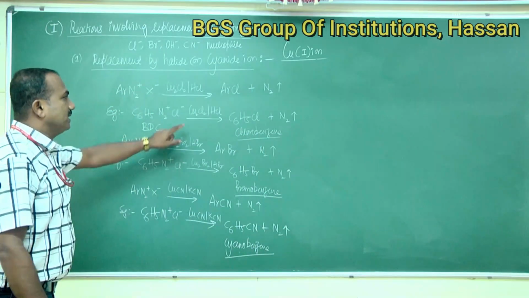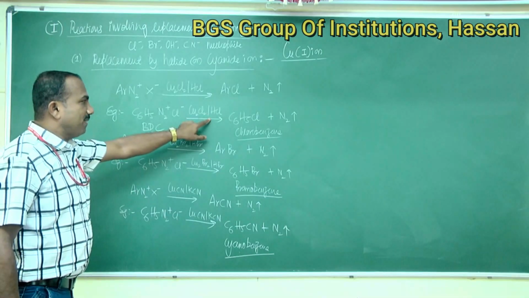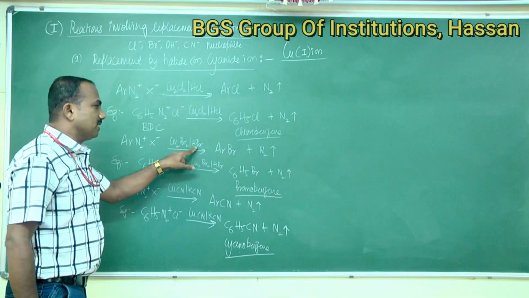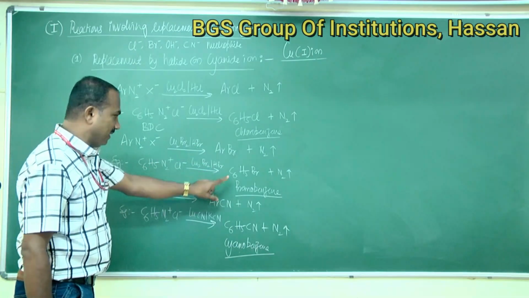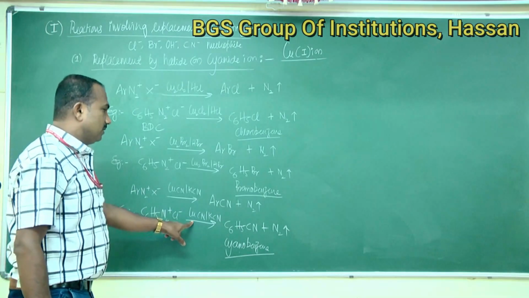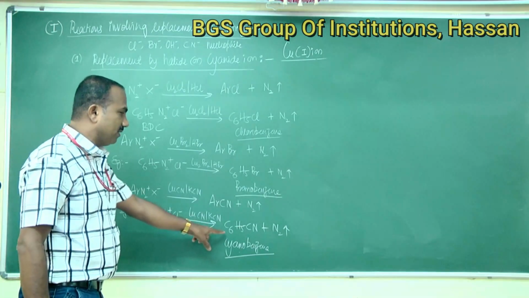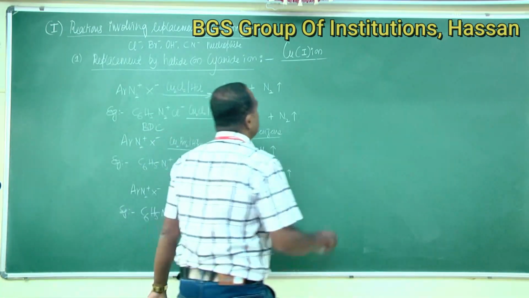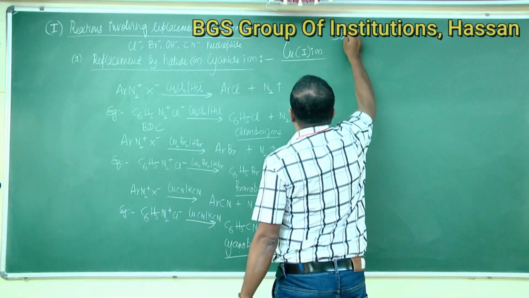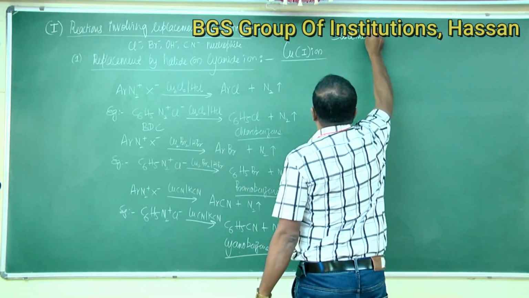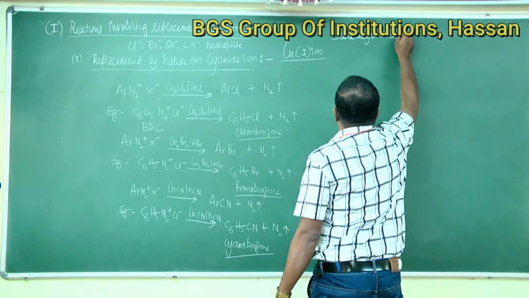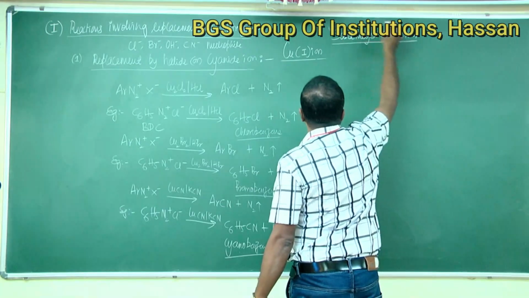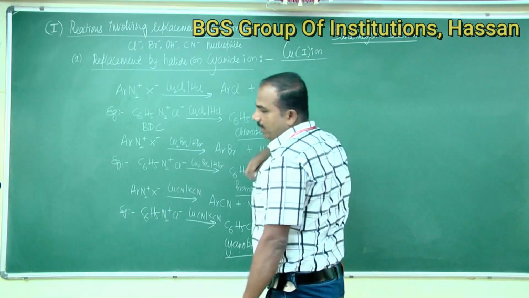So like this, the products are formed. If we take Cu2Cl2 in presence of HCl, we get chlorobenzene. If we take cuprous bromide in presence of hydrogen bromide, we get bromobenzene. If you take cuprous cyanide in presence of potassium cyanide, you get cyanobenzene. This reaction is called Sandmeyer's reaction.